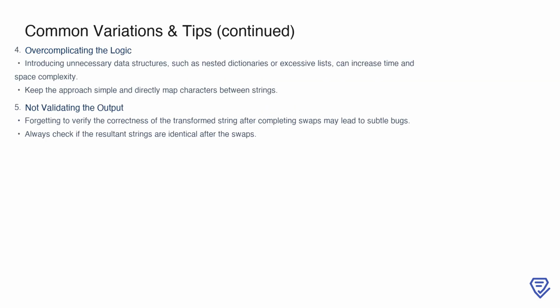Another mistake to watch out for is overcomplicating the logic. Using unnecessary data structures like nested dictionaries or multiple lists may seem helpful but often adds to the time and space complexity without solving the problem more effectively. A direct approach that maps characters between the strings is usually sufficient. Additionally, not validating the output after performing swaps can lead to subtle bugs. Once the swaps are complete, it's crucial to verify that the transformed strings are indeed identical. This step ensures the correctness of the solution and avoids overlooking small errors.